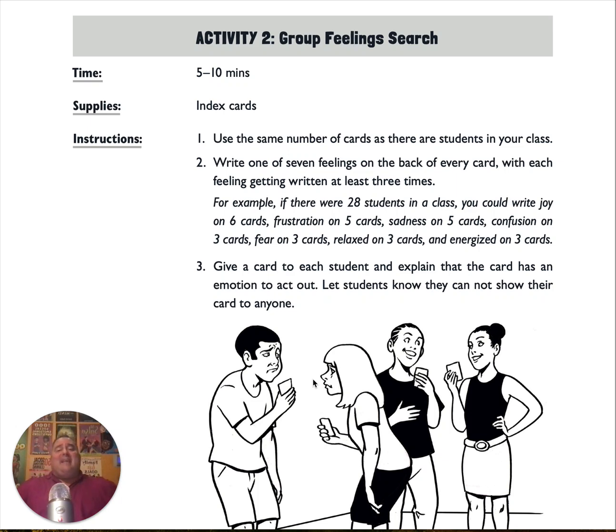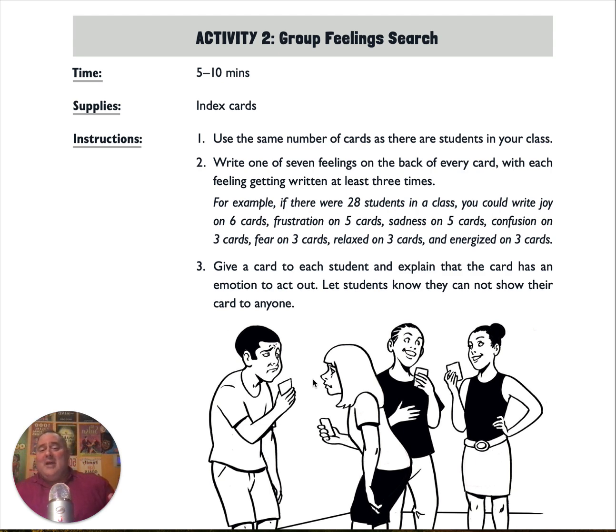Index cards: use the same number of cards as there are students in your class. If you have 20 students in your class, use 20 cards. Write one of 7 feelings on the back of every card, with each feeling getting written at least 3 times. For example, if there are 28 students in the class, you could write joy on 6 cards, frustration on 5 cards, sadness on 5 cards, confusion on 3 cards, fear on 3 cards, relaxed on 3 cards, and energized on 3 cards.